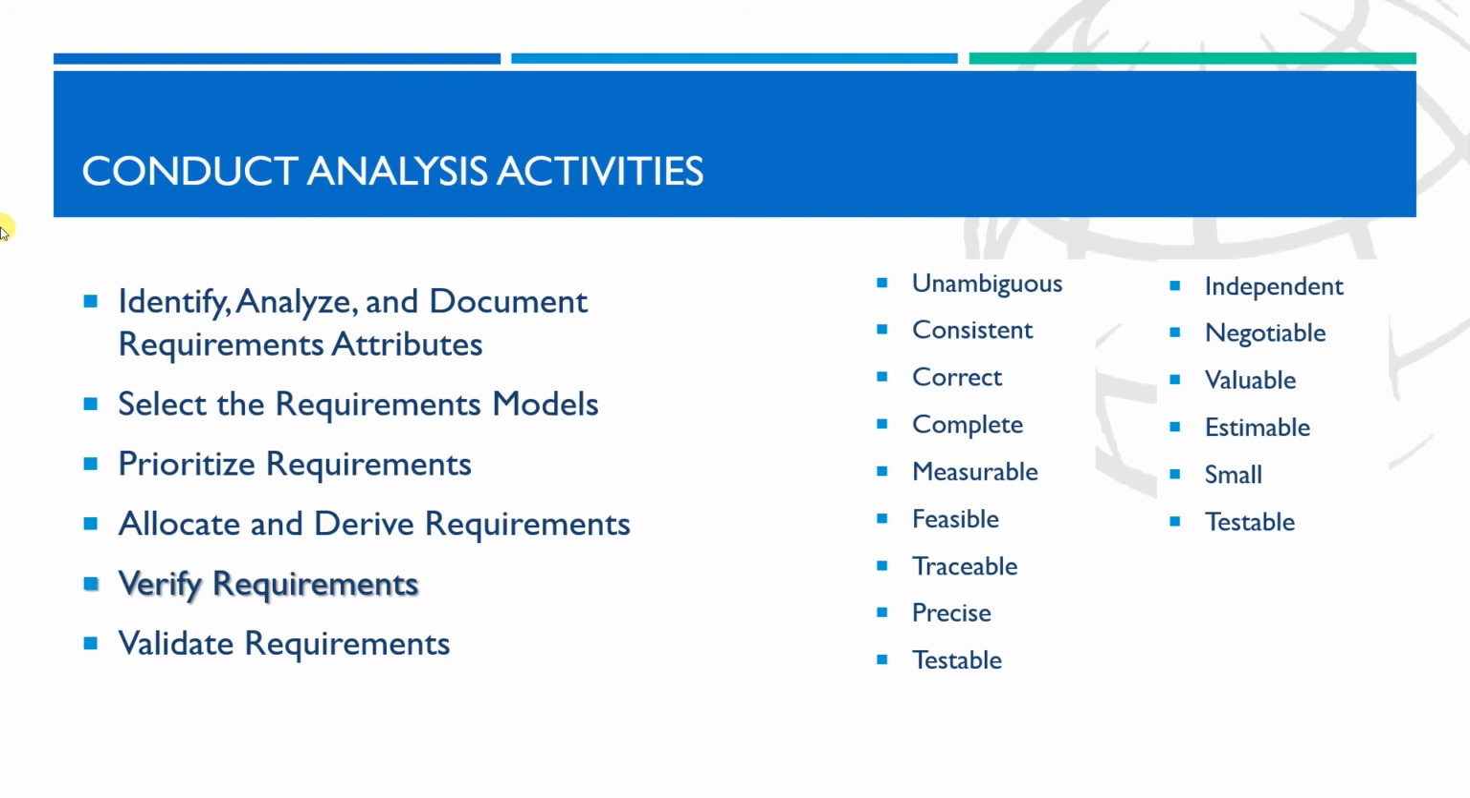Requirements attributes are specific features or traits that capture key information about a requirement, such as source, owner, priority, complexity, rationale, and status. Requirement attributes are elicited as requirements are elicited.